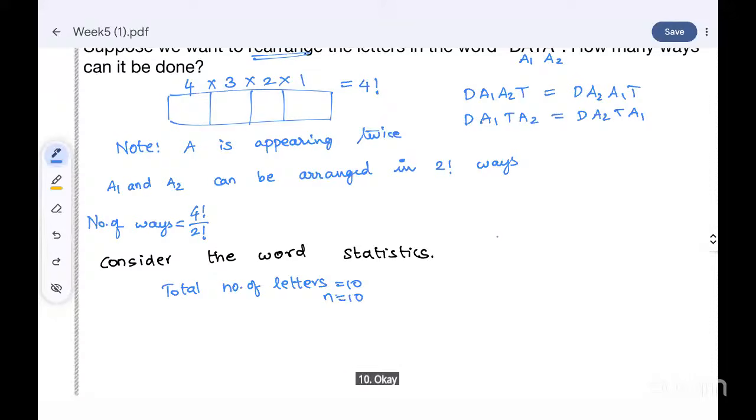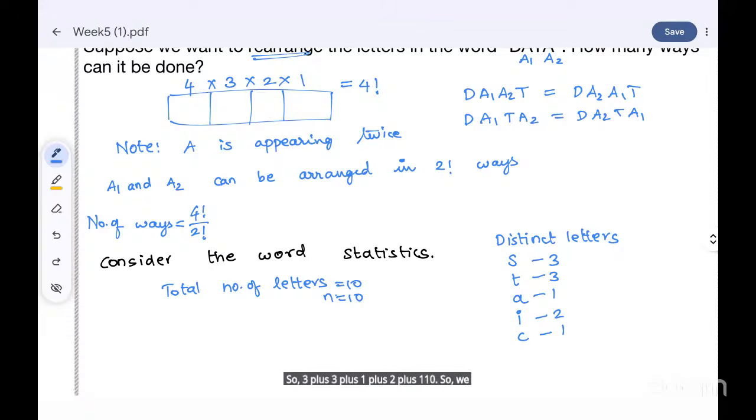Now what are the distinct letters? S, T, A, I, C. So how many times is S repeating? 3 times. How many times is T repeating? 3 times. How many times is A repeating? 1. I, 2. C, 1. So 3 plus 3 plus 1 plus 2 plus 1 is 10. So we have counted everything correctly.